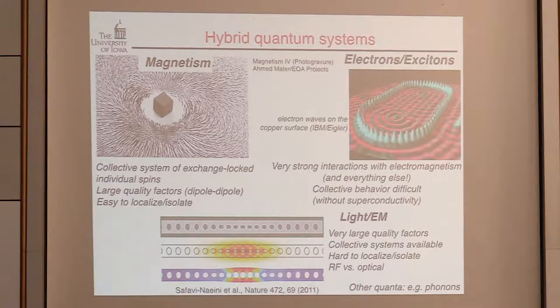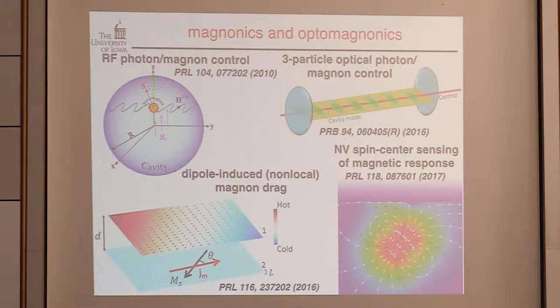So the area that we've typically been looking at is the one that is in between magnetism and electromagnetic waves, because it allows you to mix these collective phenomena and these interacting phenomena with systems that allow you to transfer information quickly over long distances. So the set of topics that I put into this area of magnonics and optomagnonics that we've been working on in my group are these over here. I'm going to talk about RF photon and magnon interactions.